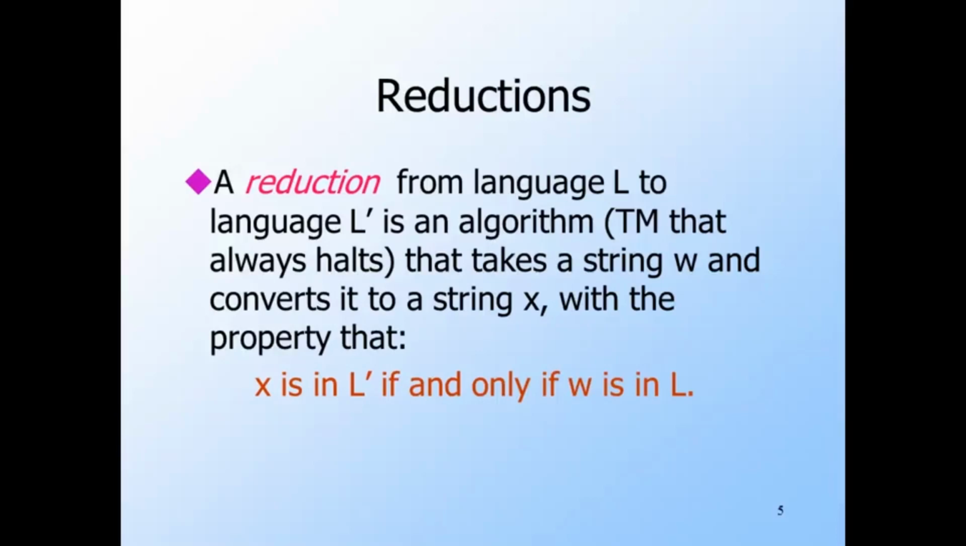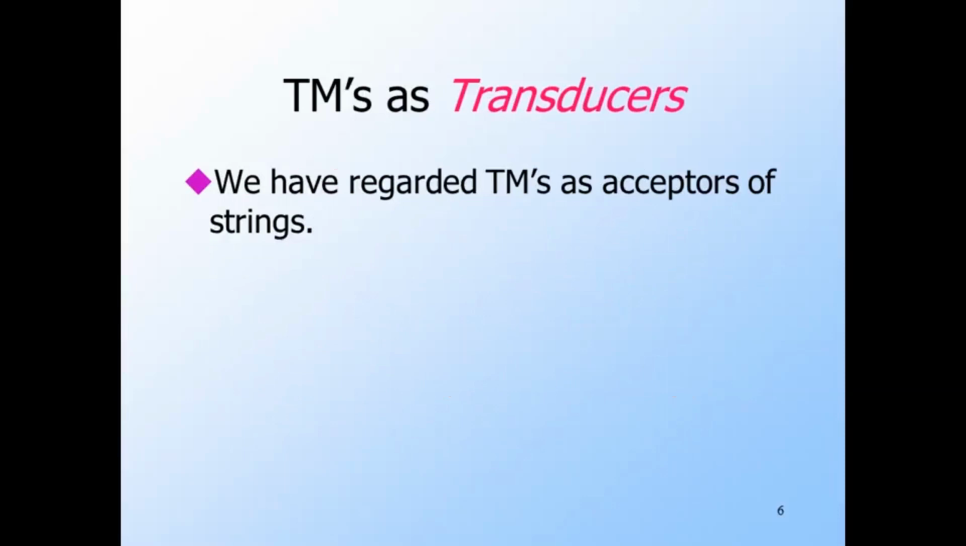If I know L prime is recursive, then I also have an algorithm for L. In either case, the solution for L is to take the input W, convert it to X, see what the Turing machine for L prime does, and take its output to be that answer for W. The thing that turns a string W into X is called a transducer.